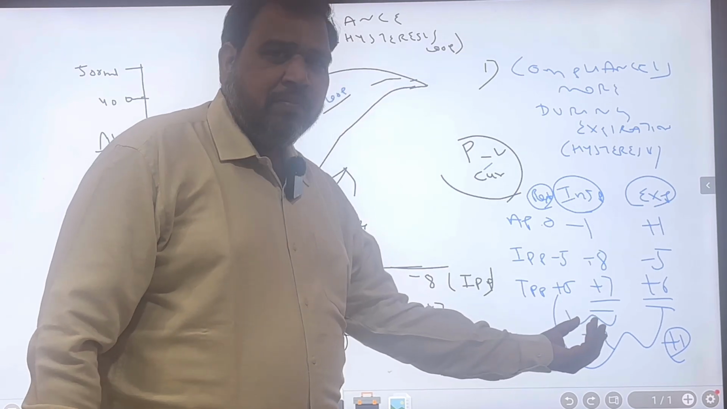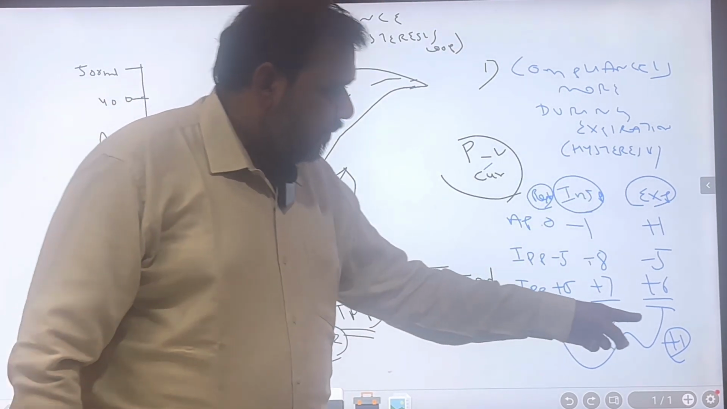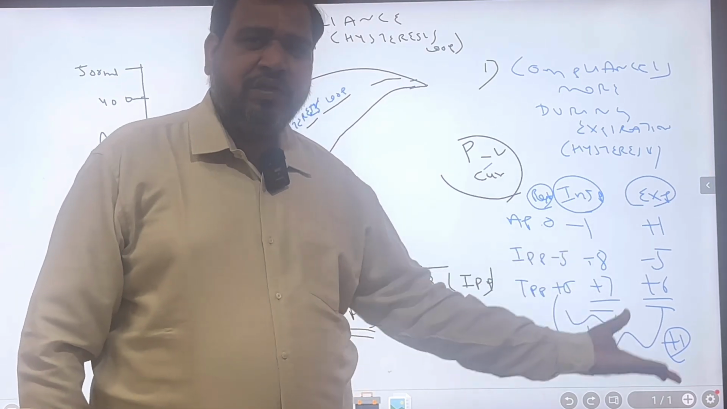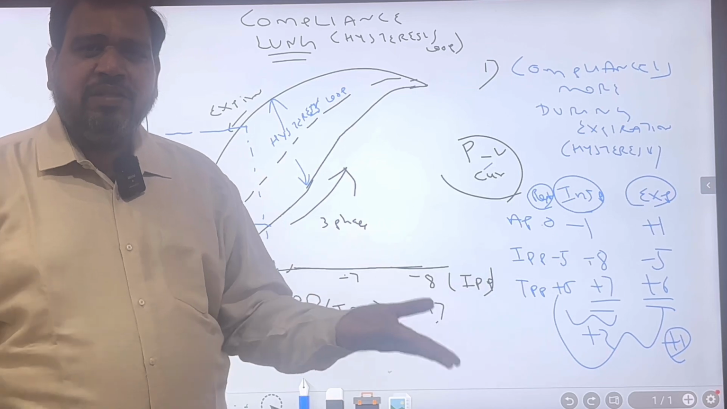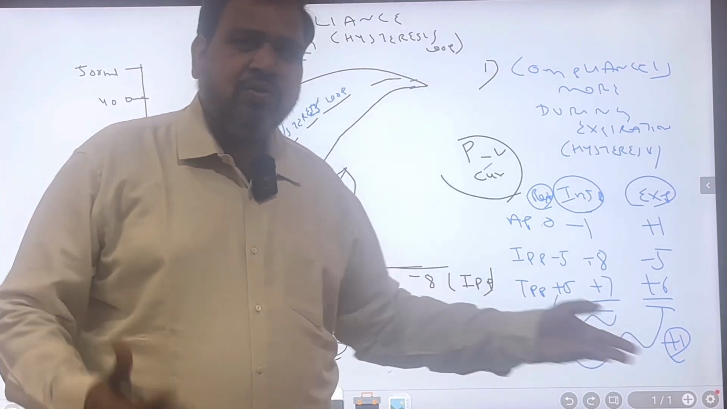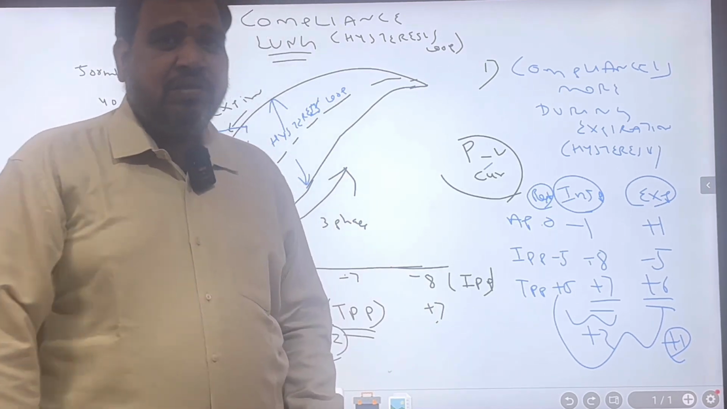Yes, +2 transpulmonary pressure is required for inspiration of 500 ml. +1 pressure is required for expiration. So tell me, which is more compliant, inspiration or expiration? Where the pressure required is less, expiration. So the volume change is going to be the same, 500 ml, but the pressure required is less.